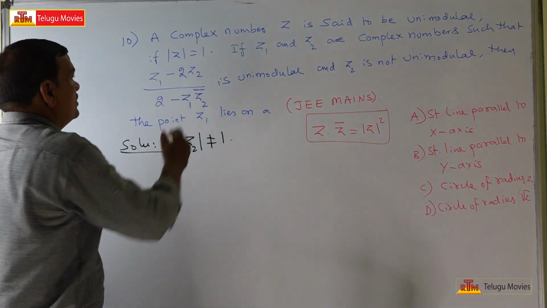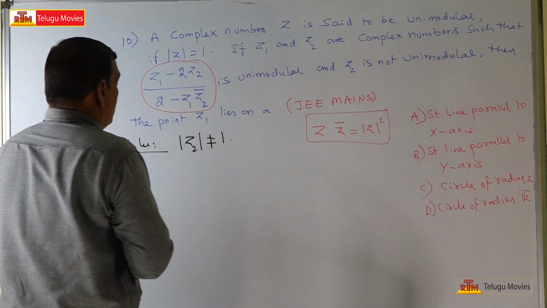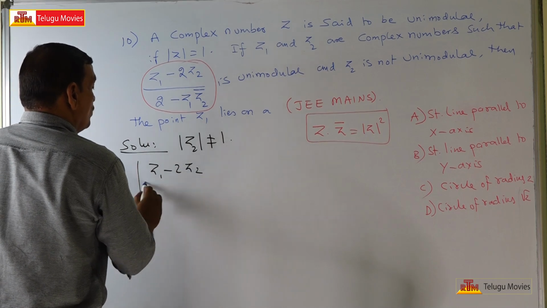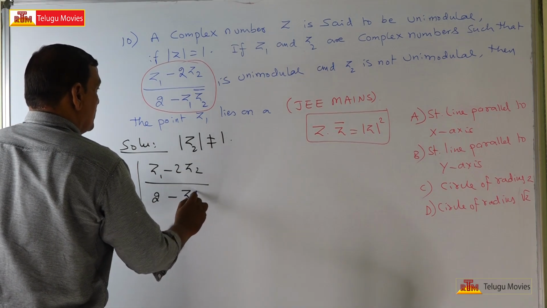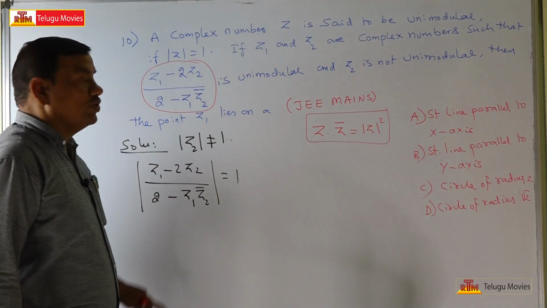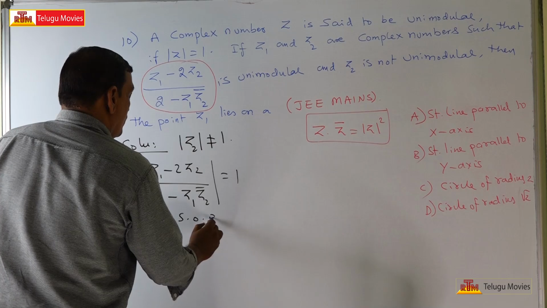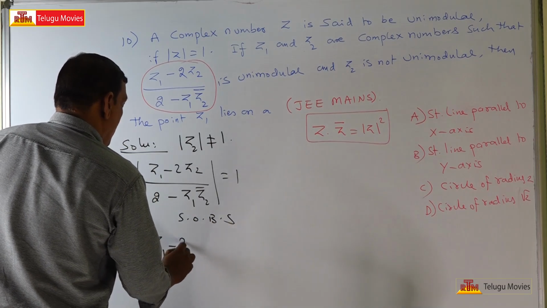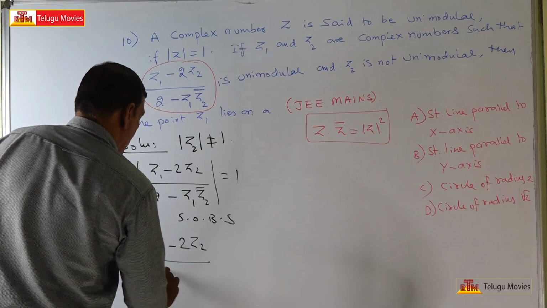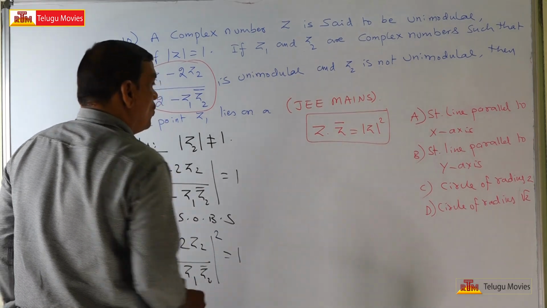He is saying this total complex number is unimodular, that is, the modulus of (z1 minus 2z2) by (2 minus z1 z2 bar) is equal to 1. This is unimodular, that means its modulus is equal to 1. Squaring on both sides, we will have the modulus of (z1 minus 2z2) by (2 minus z1 z2 bar) whole square is equal to 1.